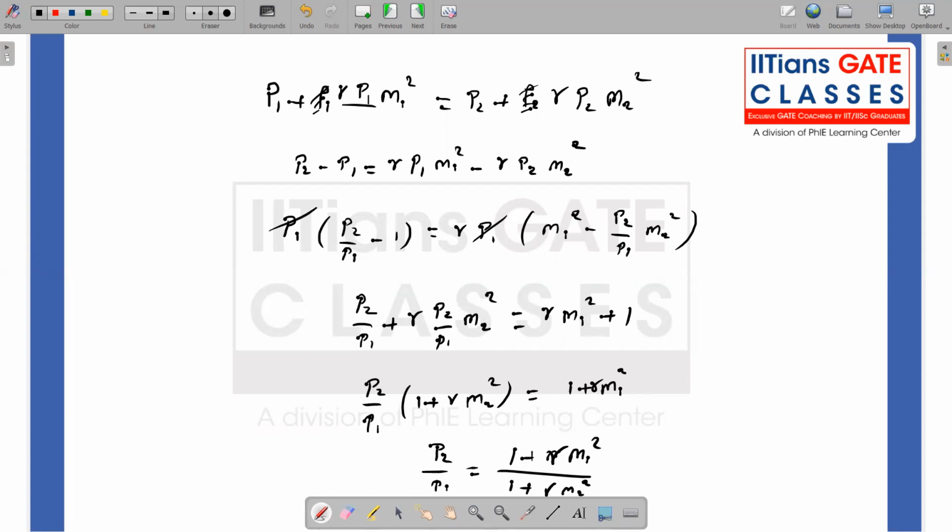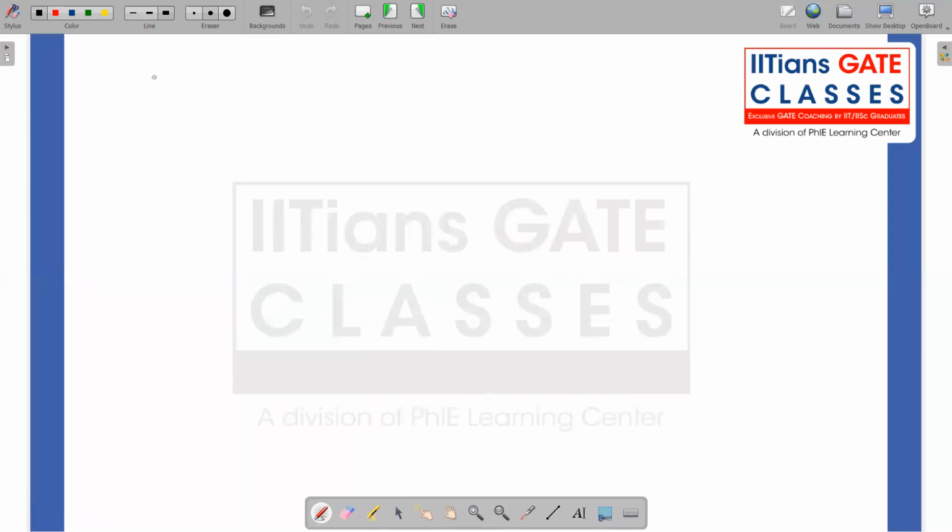So similarly, I can also write it for T2 by T1. What I am going to do is take the help of the equation of state. So I can write T2 by T1 as P2 by P1 times rho 1 by rho 2. How am I doing this? I am writing the P is equal to rho RT relation. So T2 can be written as P2 by rho 2 R and T1 can be written as P1 by rho 1 R. So R gets cancelled, and I get it in this form.